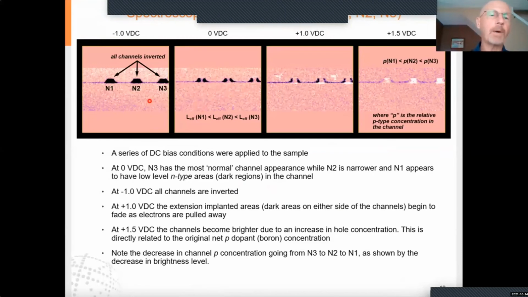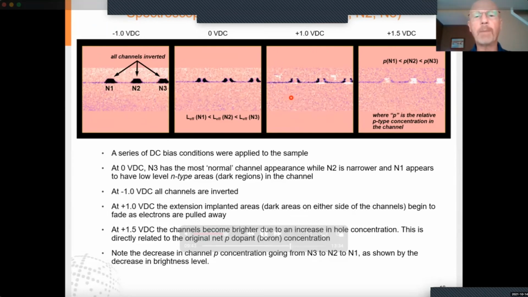Now, when I take the bias in one direction, I take it to -1 volt DC applied up through the sample, I've forced the channels into inversion. All 3 devices, the P-type channels, have been inverted to N-type, and this is what would happen if the devices were in normal operation.